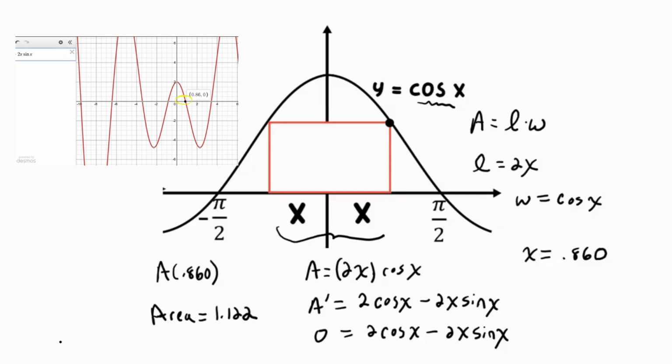1.122 units squared. Okay? And we would have to identify that x equals 0.86 is a relative max because it changes from positive to negative at that point. And once we have that and we know that, we can plug that in and we can get our area.